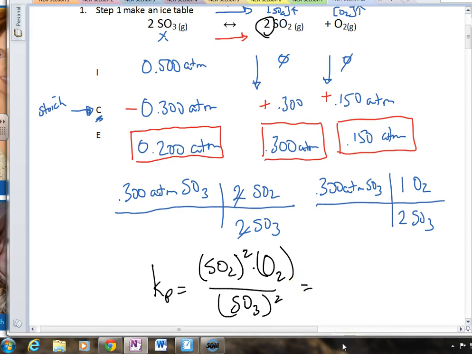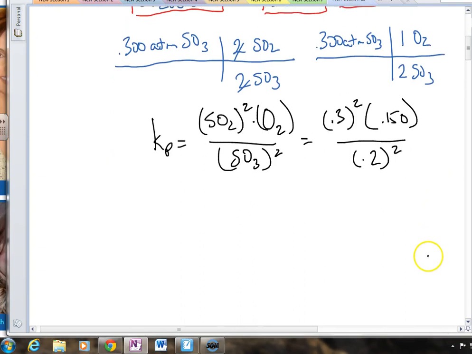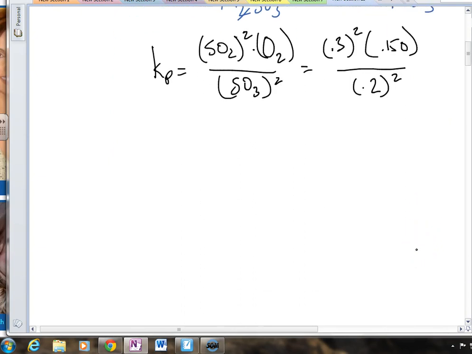So now we're going to plug in our equilibrium line so we can calculate our Kp. For SO2, it's going to be 0.3. We have to remember to square it because that's what was given in our Kp expression. We have 0.15, and we're going to divide it by 0.2, and that value is going to be squared as well. So let's go ahead and scroll this down a little bit and run this through our calculator and see what we come up with.